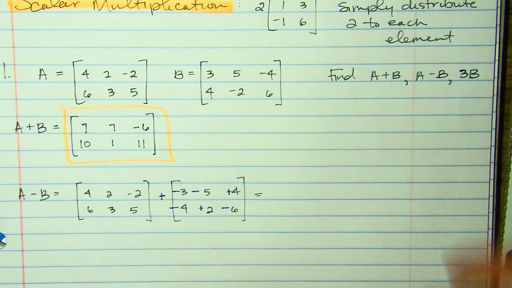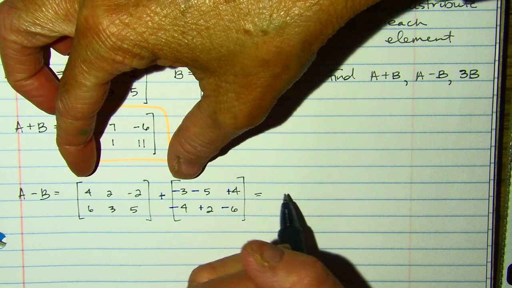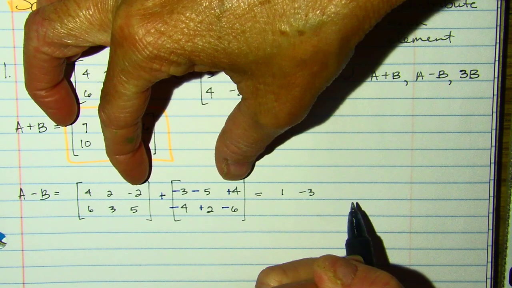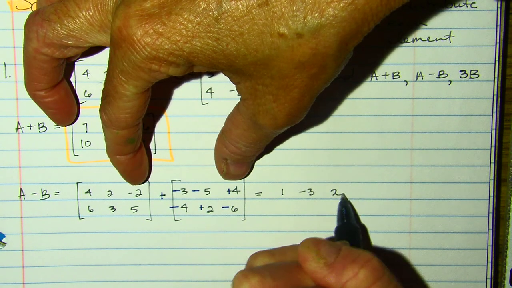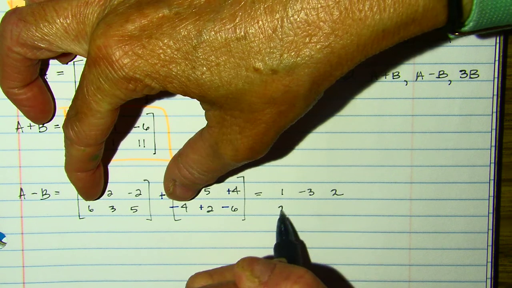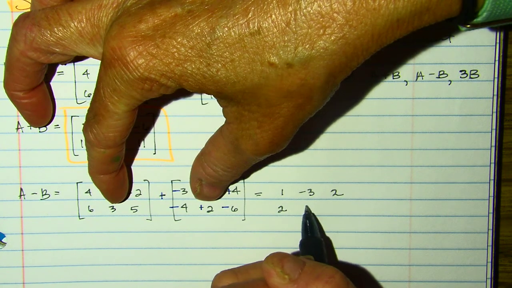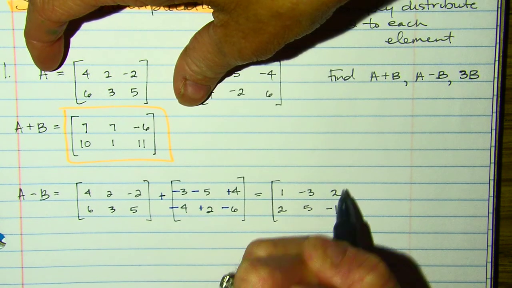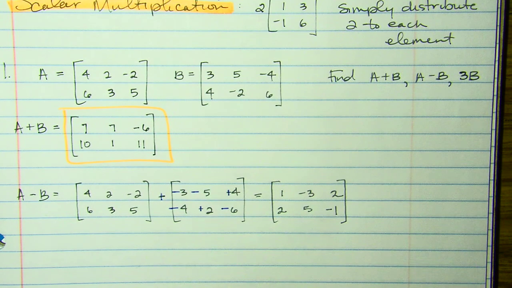So 4 plus a negative 3 is 1, 2 plus negative 5 is negative 3, negative 2 and positive 4 is 2, 6 minus 4 is 2, 3 plus 2 is 5, 5 minus 6 is negative 1. So that is the result of A minus B.